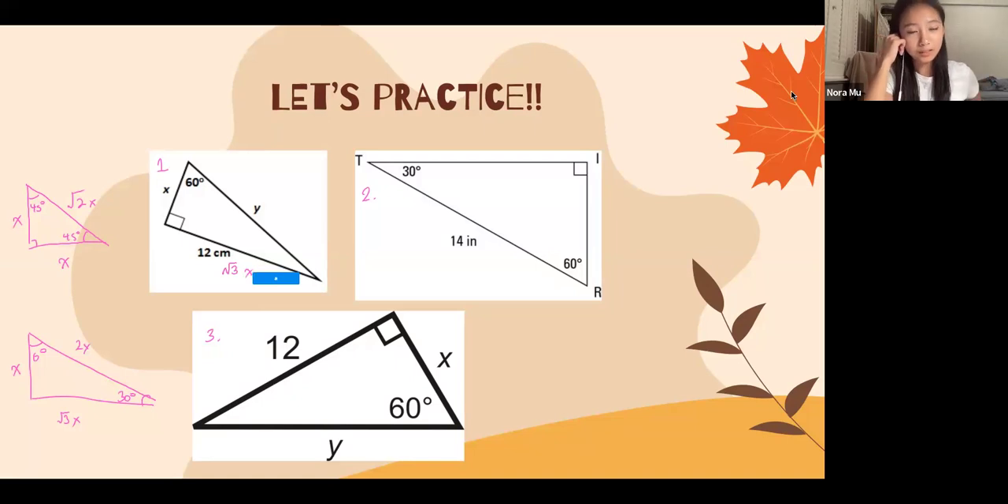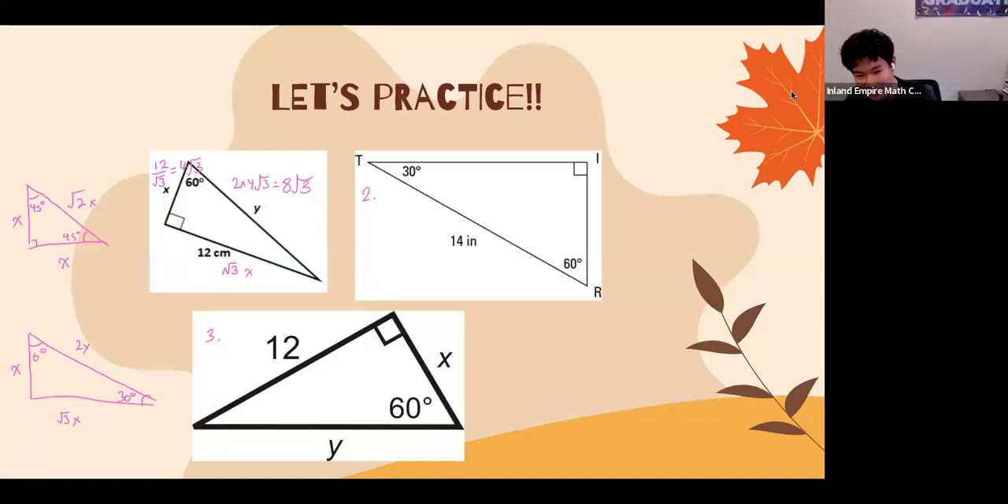So we know that x is needed to multiply by square root of 3 in order to get 12. So from there, you need to do 12 divided by square root of 3 in order to get x, which should give you 4 square root of 3. And so from that, we get x equals 4 square root of 3. And we know that the hypotenuse is 2x. So we need to do 2 times 4 square root of 3, which gives us 8 square root of 3. So in the end, x would equal 4 square root of 3 and y equals 8 square root of 3.